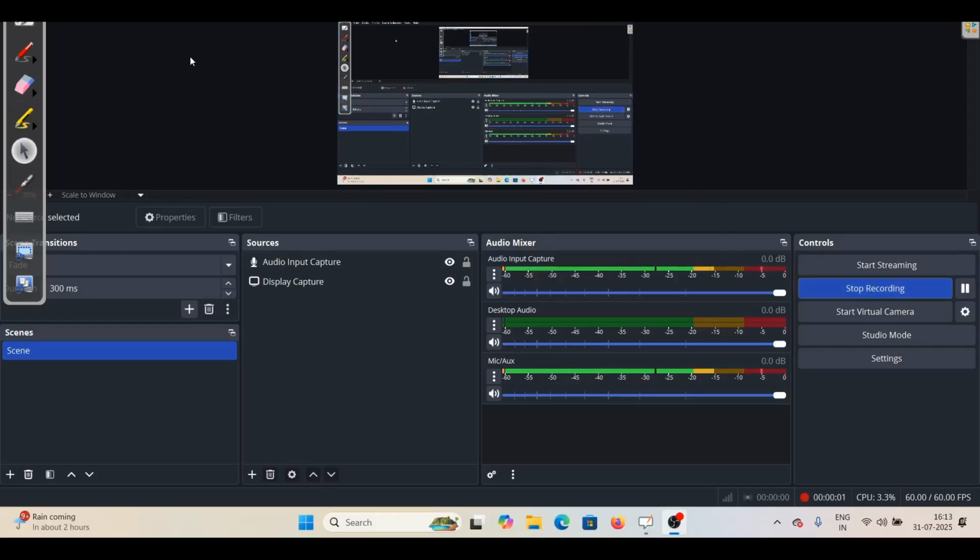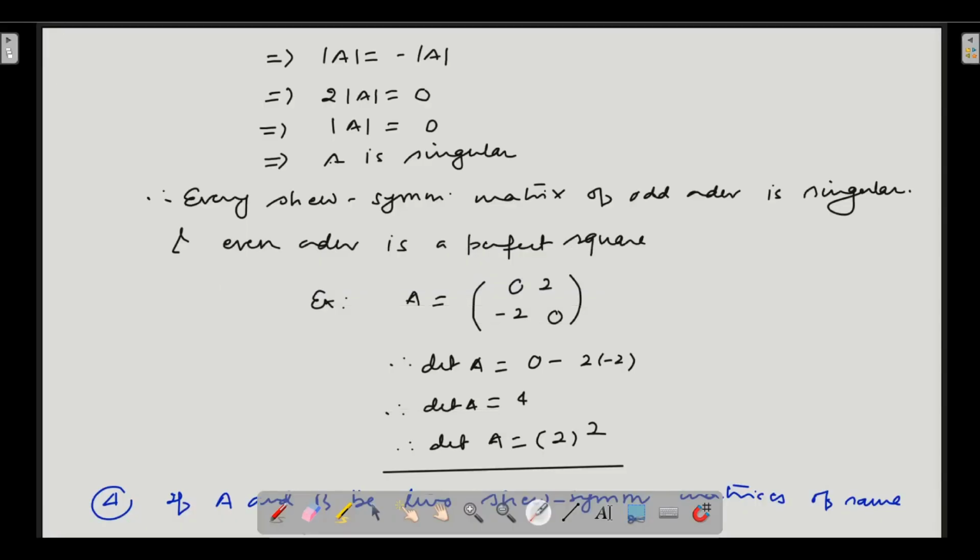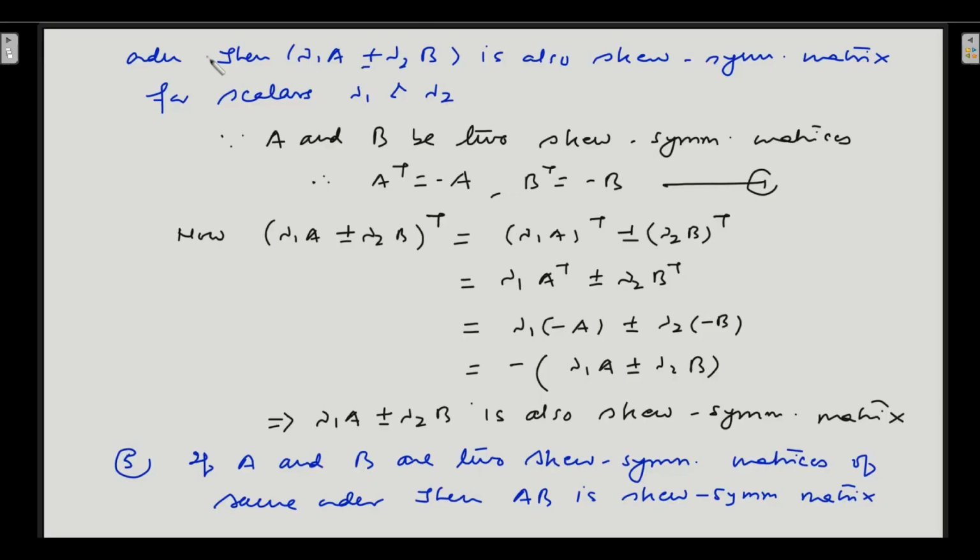Let us learn about the fourth property of skew-symmetric matrices. Okay, so the fourth property says something like this. If A and B are two skew-symmetric matrices of the same order, then λ₁A plus minus λ₂B is also a skew-symmetric matrix for scalars λ₁ and λ₂.